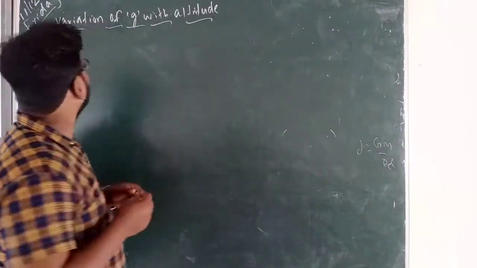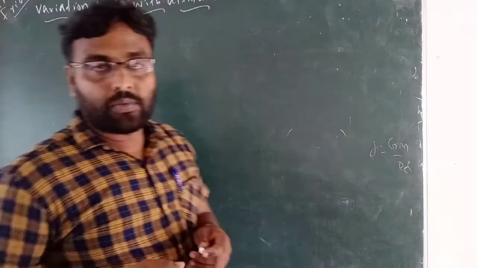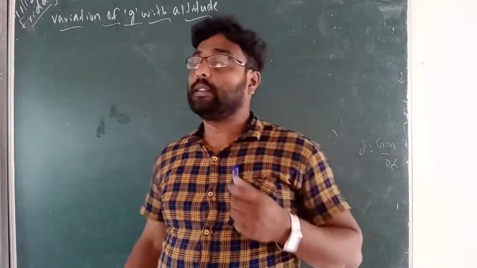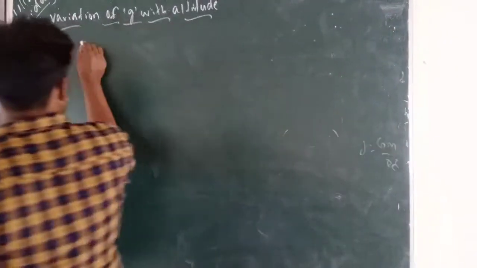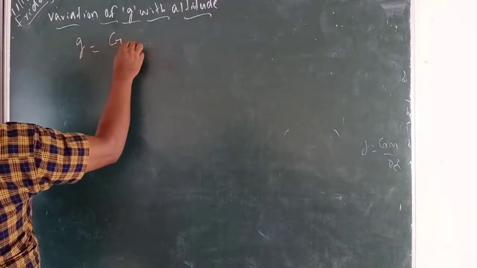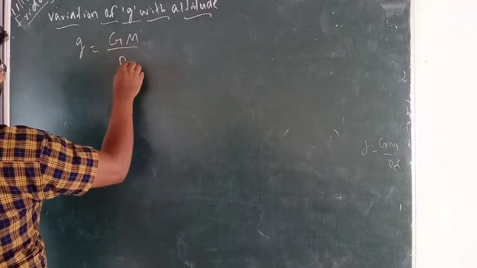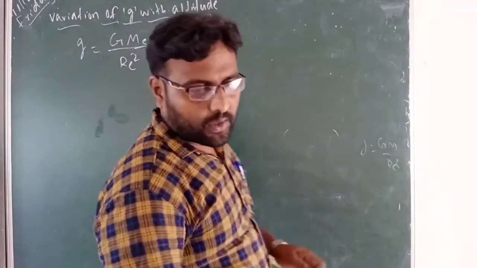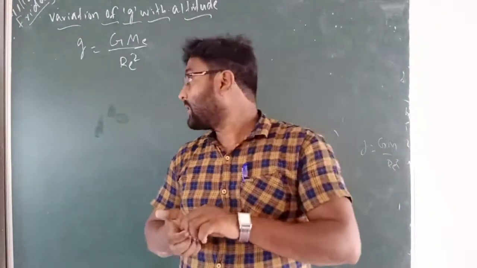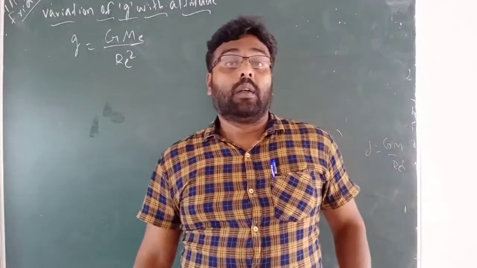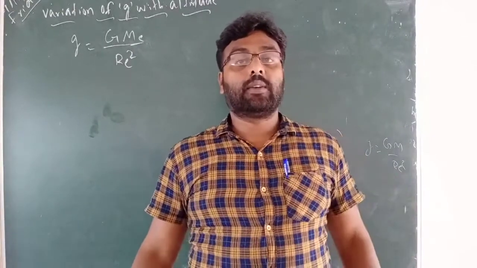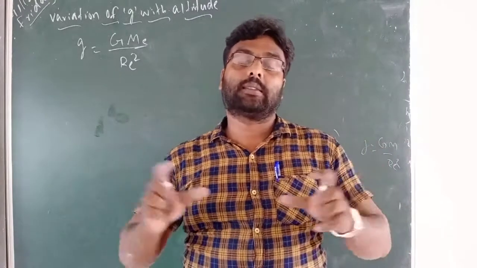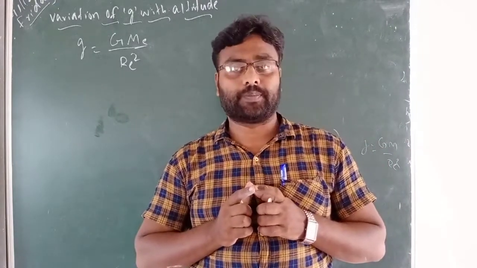Now the next topic is variation of g with the altitude. In the last video session, we found that g is equal to GM by r e square, GM_e by r square. The acceleration due to gravity g is equal to GM_e by r square. This is our general expression for gravity.